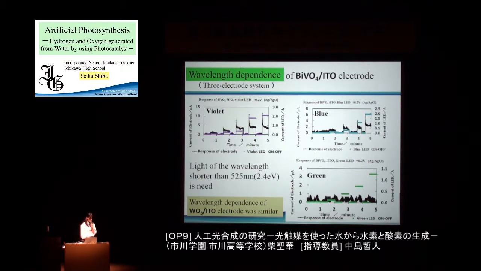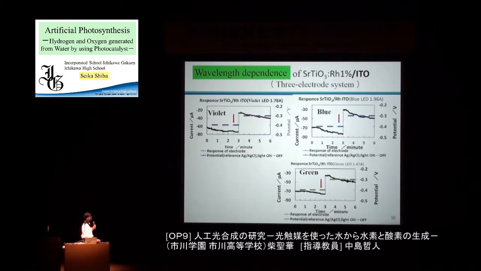There was an optical response in the violet and blue LEDs. I was able to find out that the band gap was between 2.4 and 2.6 electron volts. On the other hand, rhodium-doped strontium titanate reacted not only to the violet and blue LEDs, but also to the green.